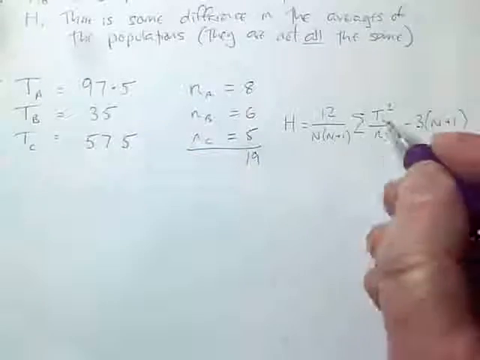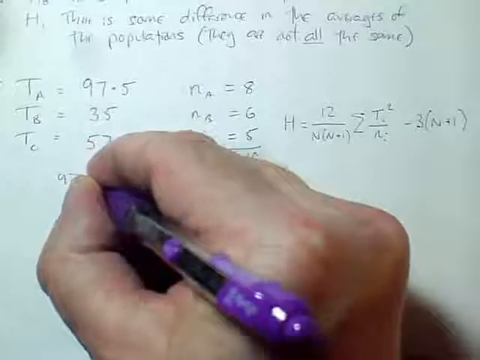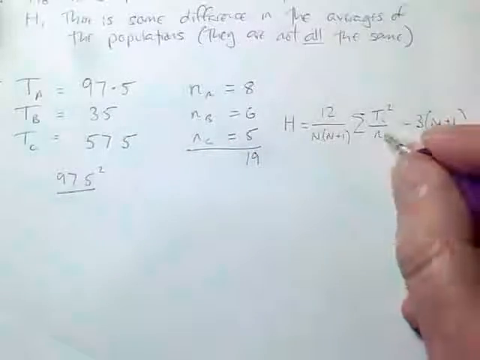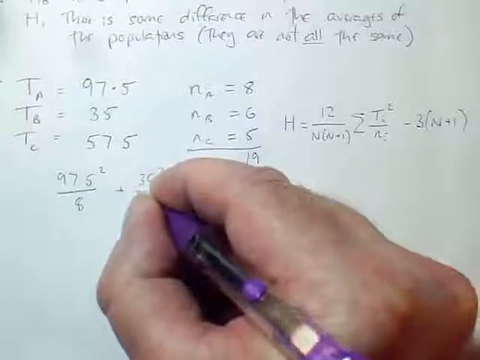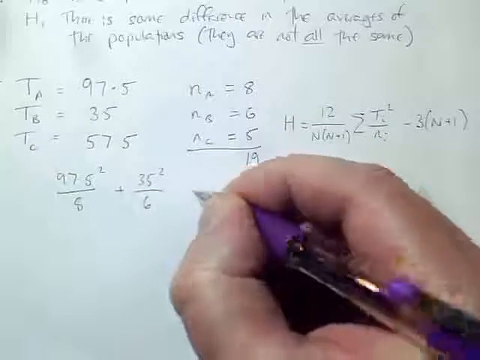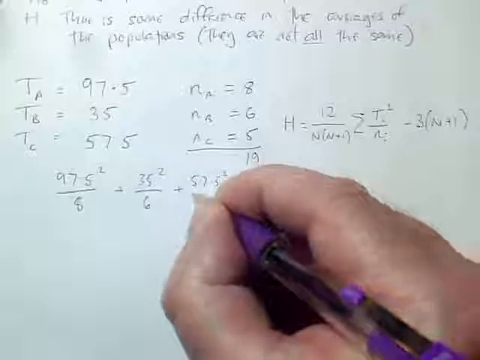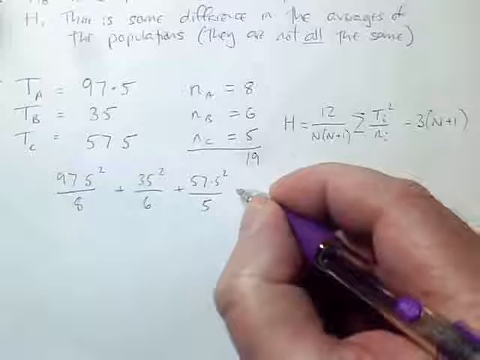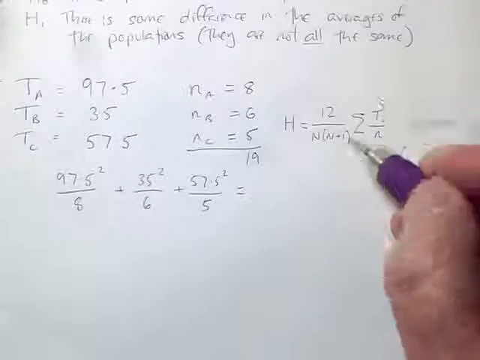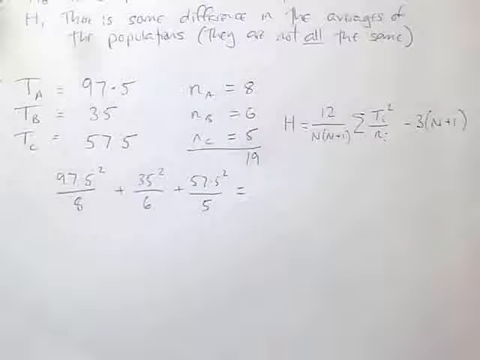So I'm going to do the TI value squared, so that's 97.5 squared divided by NI for that one, which is 8, plus 35 squared over its N value, which is 6, plus 57.5 squared over its value, which is 5. So I'm going to work that out first. Then I'm going to multiply it by 12 over n times n plus 1, and I'm going to take away this 3 lots of n plus 1 at the end.